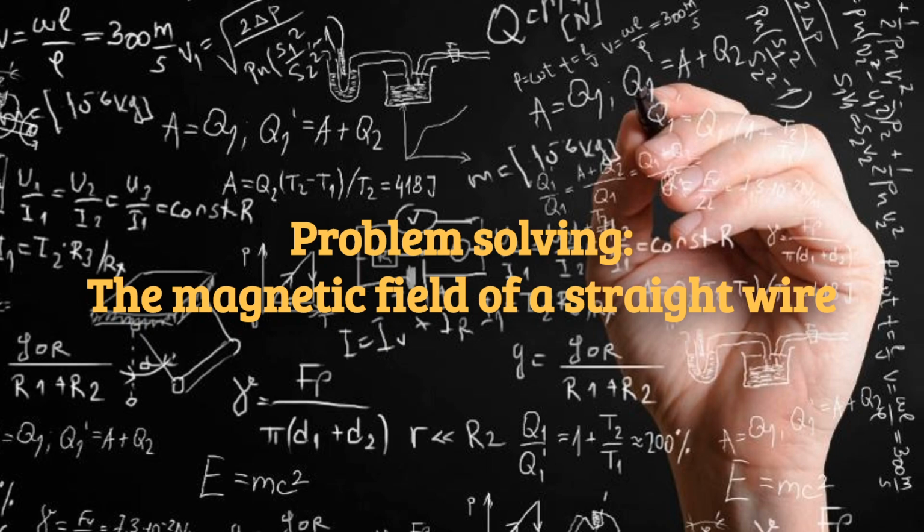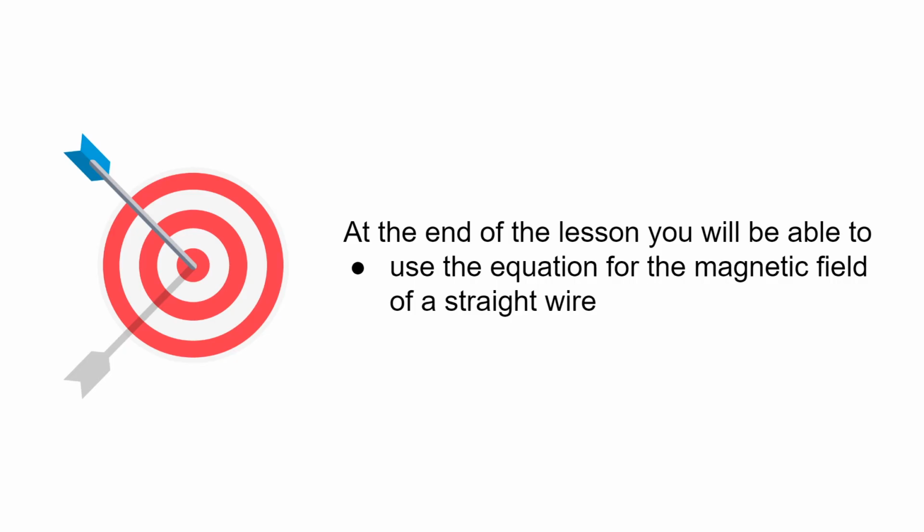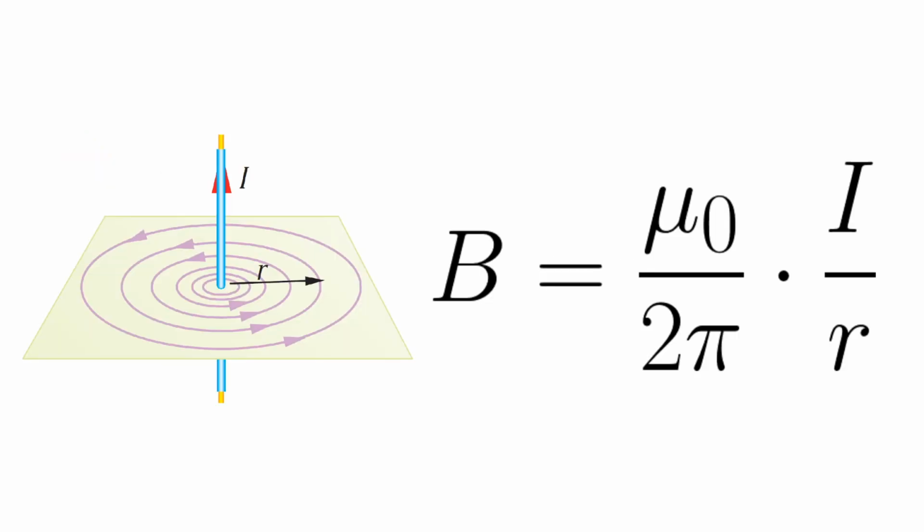Today we have a problem solving. We will solve problems on the topic the magnetic field of a straight wire. So this is the goal of the lesson. At the end of the lesson you will be able to use the equation for the magnetic field of a straight wire. Now before we start solving problems, it will be useful to recall the previous lesson.